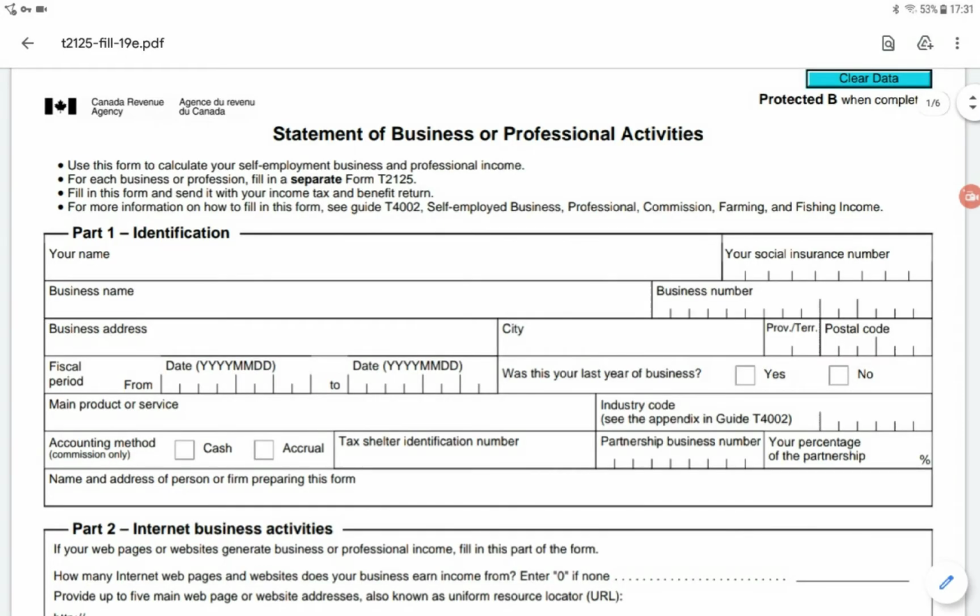Publication T4002 explains how to fill out this form T2125, which you need to file as an Uber driver. So as you fill out your vehicle expenses information in the self-employed income portion of the tax software, the software would ask you for the cost of addition if this is the first year you started driving for Uber. And for you, the cost of addition will be the opening undepreciated capital cost because you're bringing your personal vehicle that you've already been driving before.